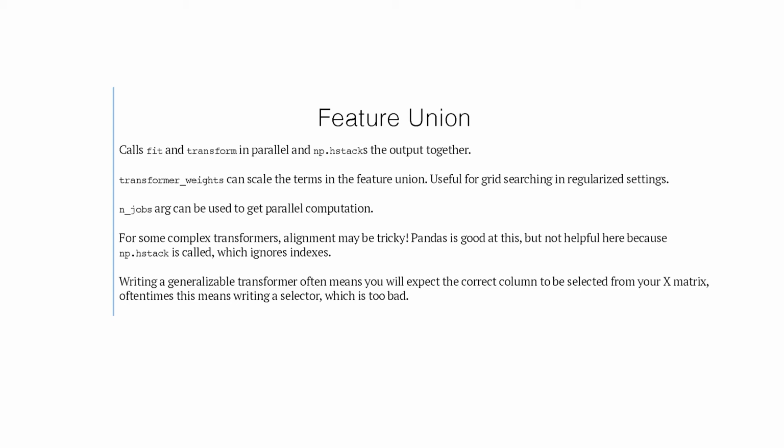Then the last thing is number of jobs, which you can use to get parallel computation. By default, this is set to 1. You don't get the parallelization right out of the box, but all you have to do is set this argument to get parallel computation.